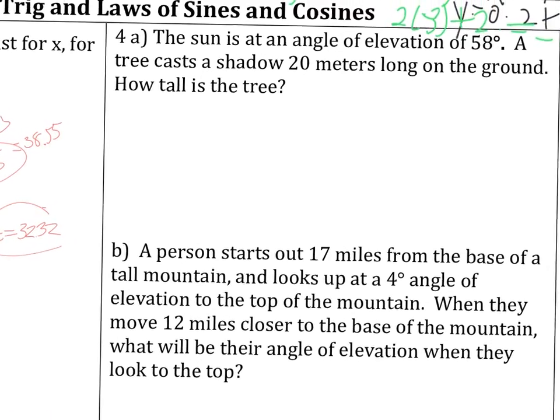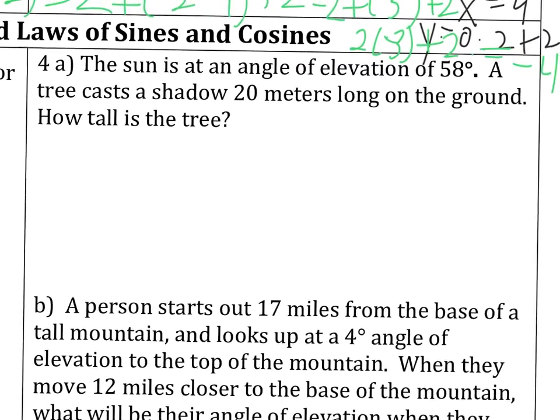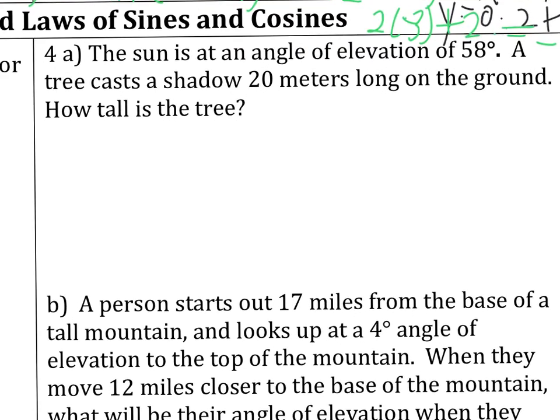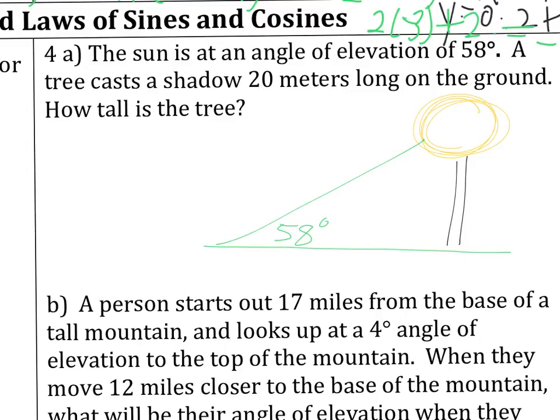We've got 4A. The sun is at an angle of elevation. All right, here's my sun. Angle of elevation, that's going to be here, 58 degrees. A tree, there's my tree, casts a shadow. Okay, so shadow is going to be down here, 20 meters long. How tall is the tree?